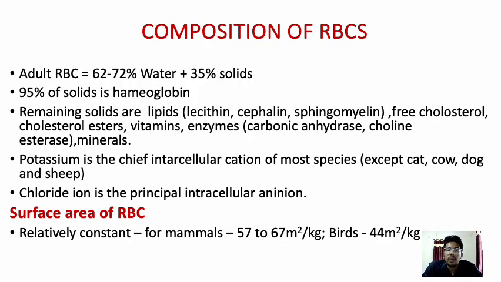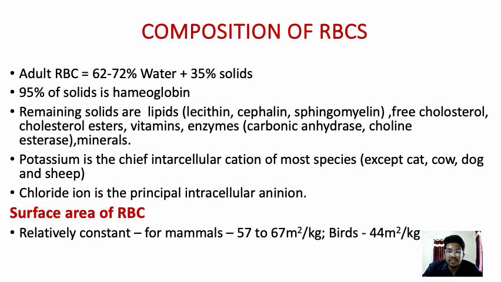Further, what are RBCs composed of? We have seen what blood is composed of. Further, the RBCs are composed of 62 to 72 percentage of water and 35 percentage of RBC are solid. Out of this 35% solid, 95 percentage of it is hemoglobin only, which is the pigment of RBC. Then the remaining solids are lipids, which are composed of lecithin, cephalin, sphingomyelin. All of this will be studied in the biochemistry. Free cholesterol, cholesterol esters, vitamins, various enzymes. Two important enzymes are carbonic anhydrase, cholinesterase, and some minerals.